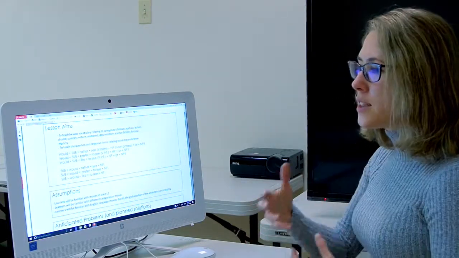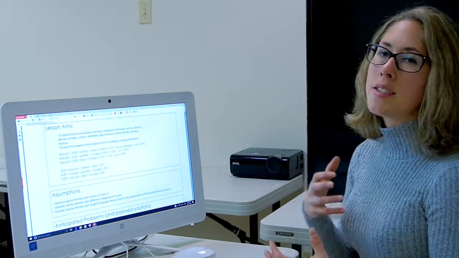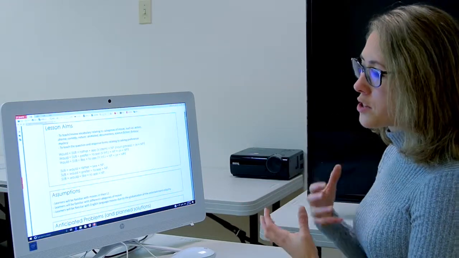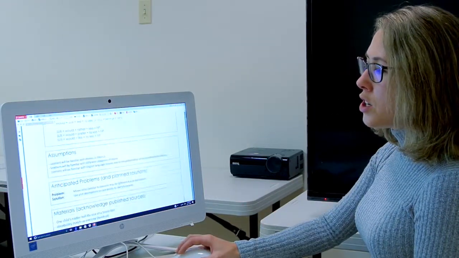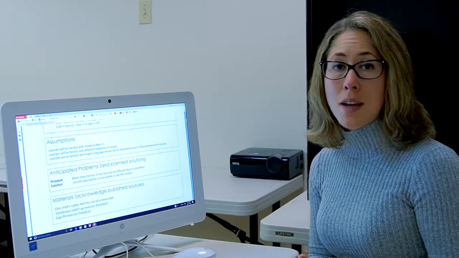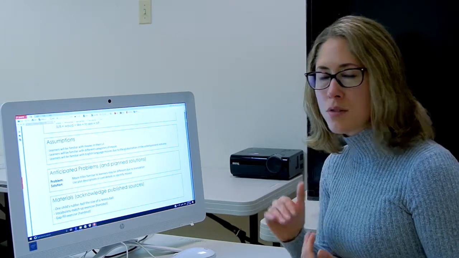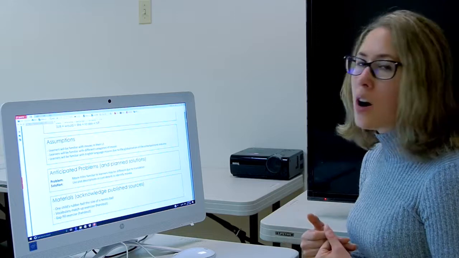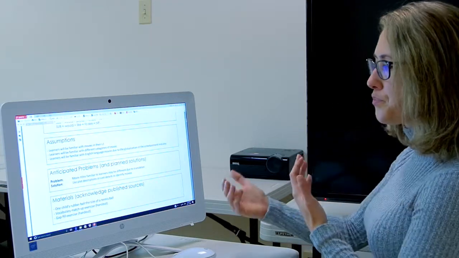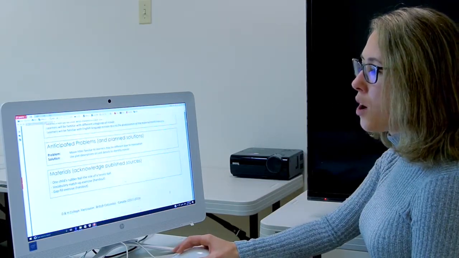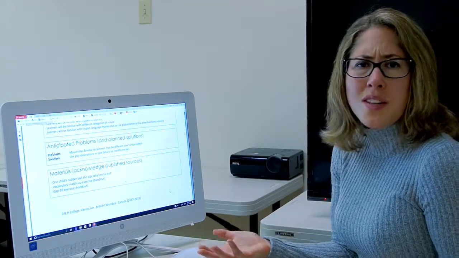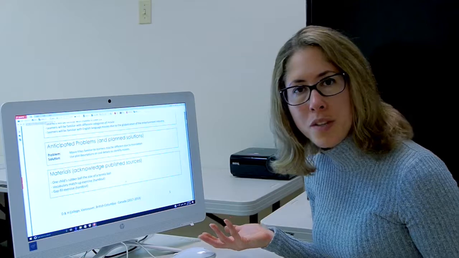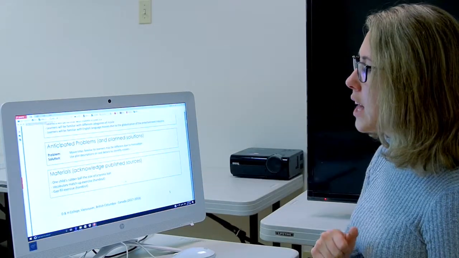So this is kind of what the lesson is about, what you're trying to get your learners to understand. You're also going to have some certain assumptions, so it's important to put those down too, because we all have assumptions about things. The next part is anticipated problems. So we kind of want to know: Is there going to be a problem? If so, how can we solve that problem? So you'll see that here.